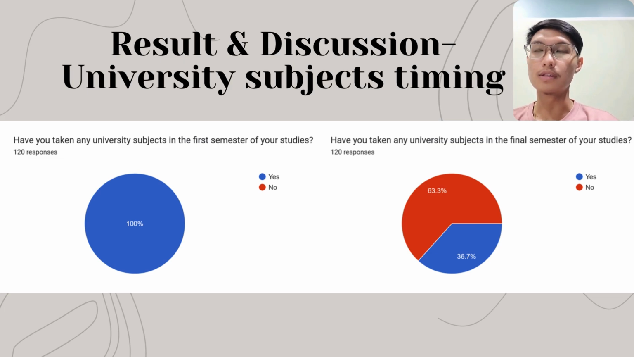took the university subject in their first year. And also we found that for the final semester students, most of them have a negative view about final semester enrollment. So it shows a big difference between those who took the subject in their first year and those who took the subject in their final year.